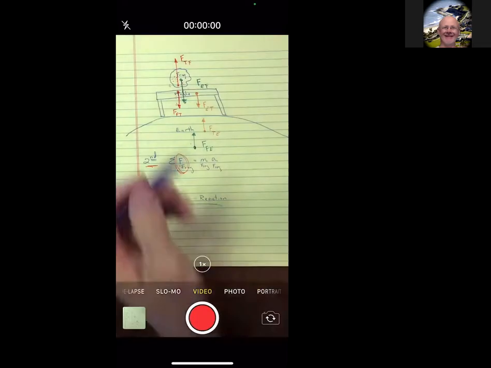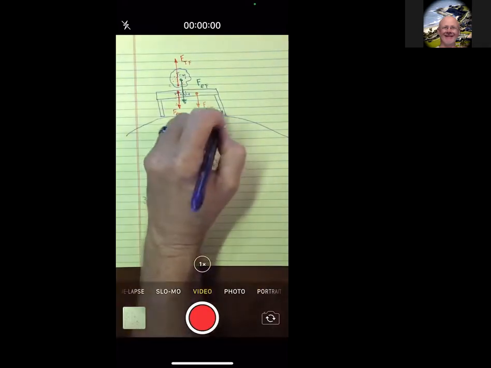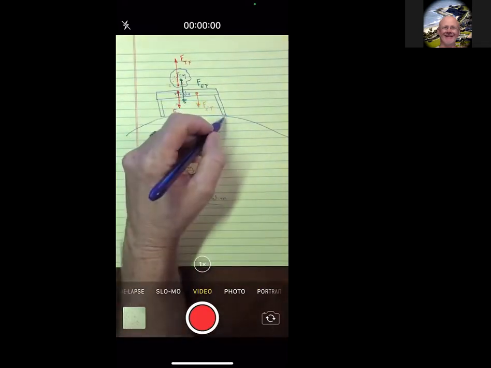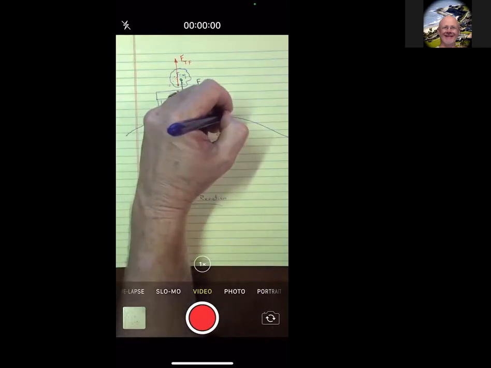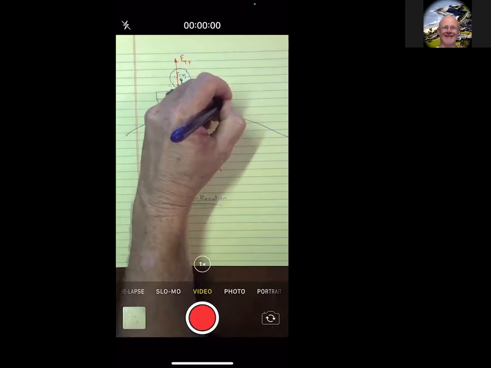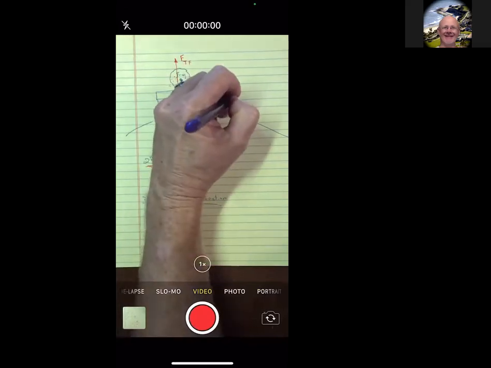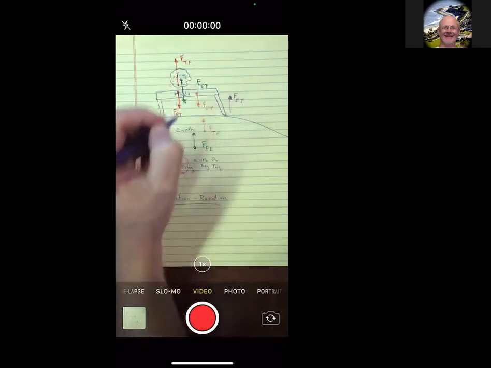Now, let me do another one here. Watch this. Let's see if the purple stands out here. The legs of the table are in contact with the earth. So the earth is going to push up on the table. So this would be a force from the earth on the table.